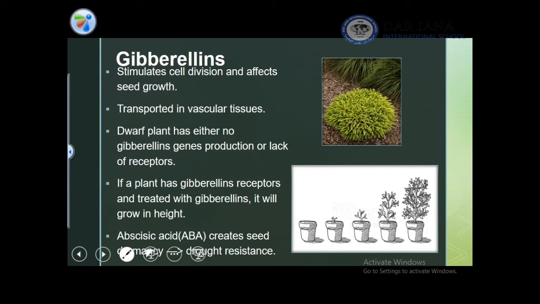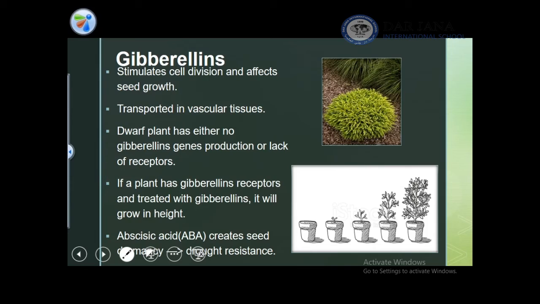So the second hormone that we are going to discuss today is the gibberellins hormone. Gibberellin, in contrast to auxin, is produced by the roots of a plant, not by the apical meristem. So mostly auxin is produced by the shoot system, and gibberellin is produced by the root system. Gibberellins stimulate cell division and they affect seed growth. The seed, whenever it has to form a new plant, has to germinate.